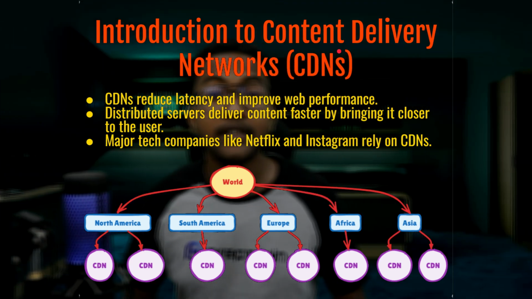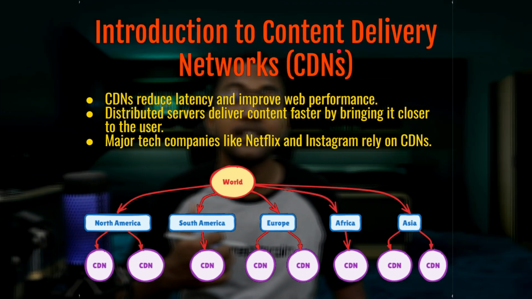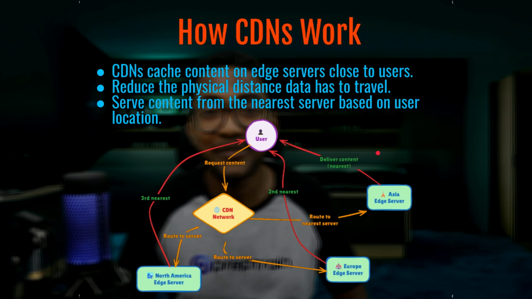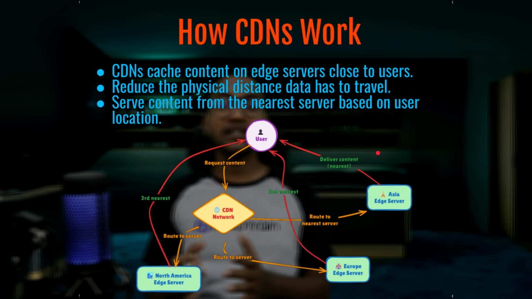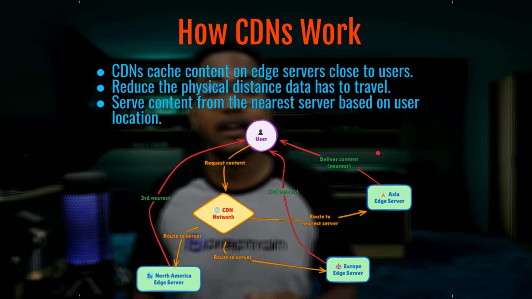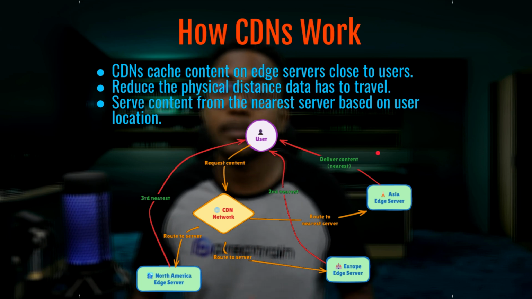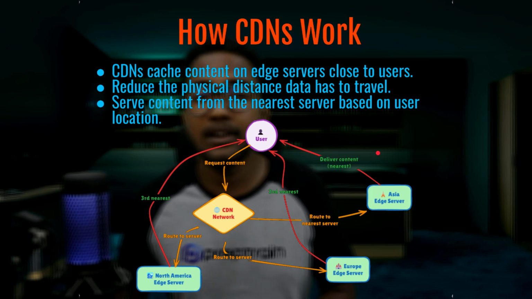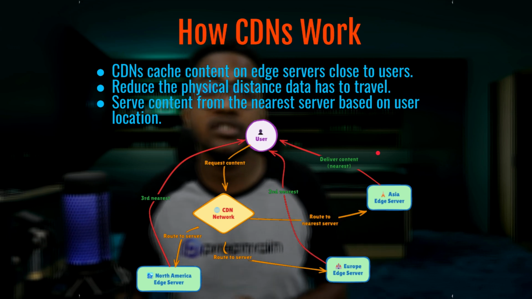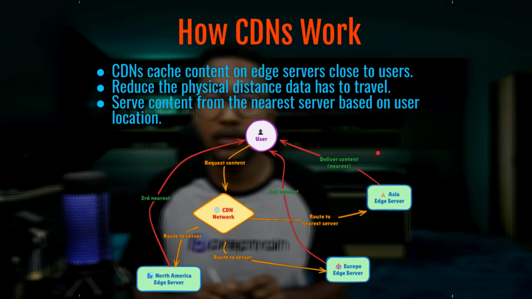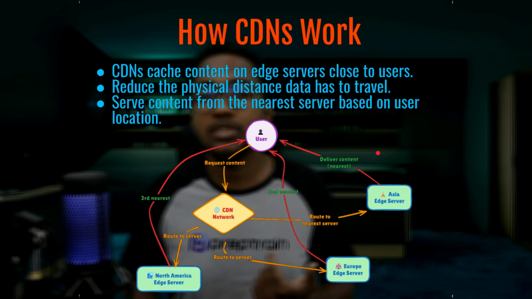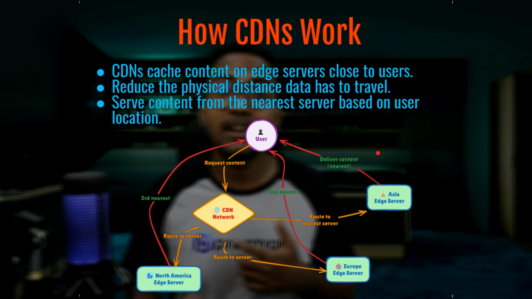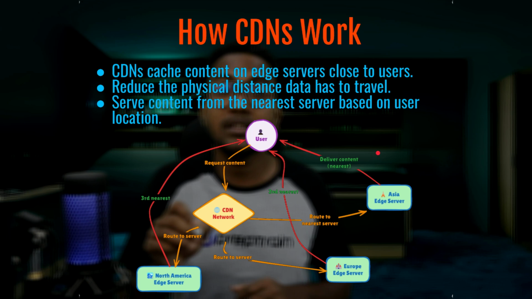Now that we have introduced what CDNs are, let's take a closer look at how they work and why they are so effective at speeding up content delivery. The key to understanding CDNs is to focus on the idea of caching. CDNs operate by caching or storing content on edge servers that are distributed across different geographic locations. So when a user requests a piece of content, whether it's a web page, a video, or an image, the CDN checks if that content is available on the nearest edge server.